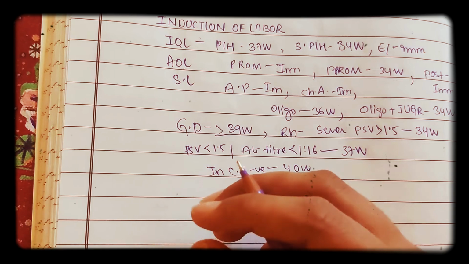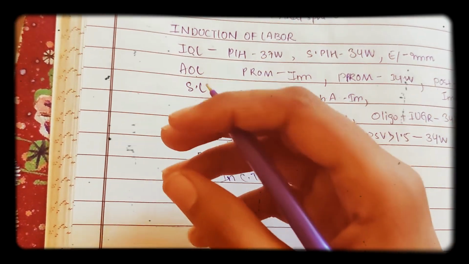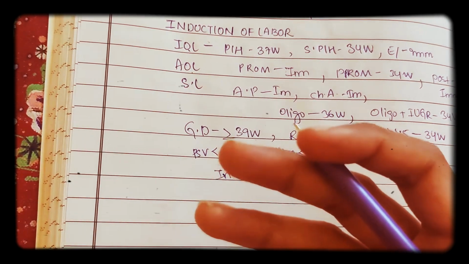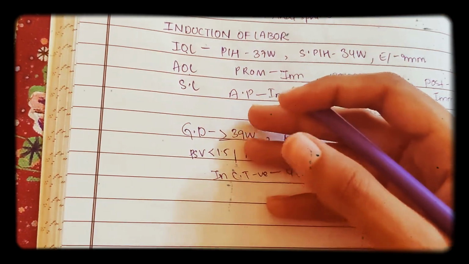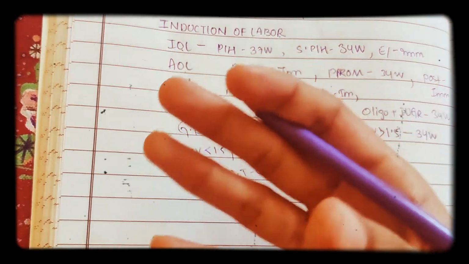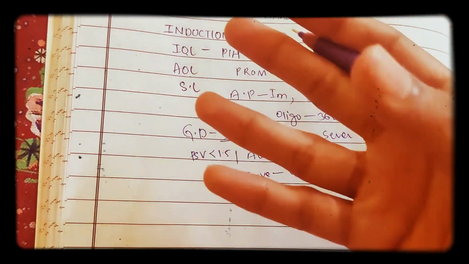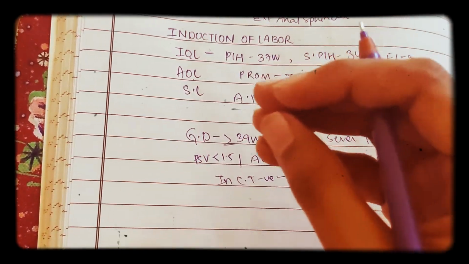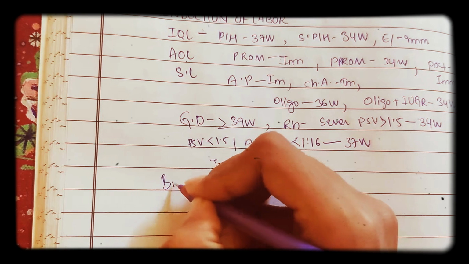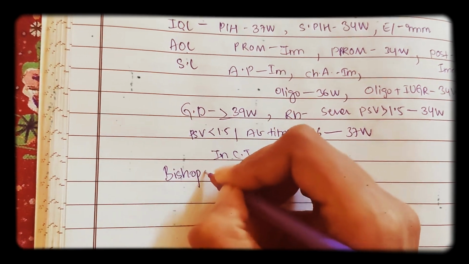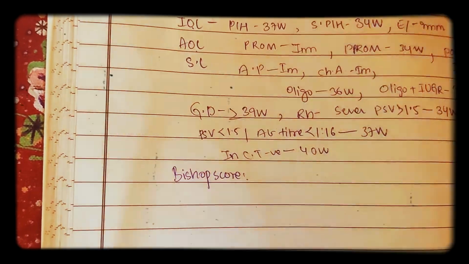And when should the status of the cervix be checked? Before induction of labor, you need to see whether the cervix has ripened or not. If it is not ripened, then you need to decide which drugs to use. So that's why you need to see the cervix. To check the cervix, you use a scoring system called the Bishop score. So what is this Bishop score? Now we will start with this.